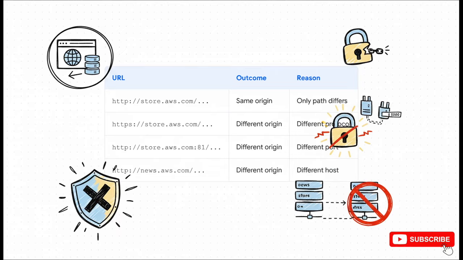You might think HTTP store.aws.com/dir2/new.html is the same as the original, and yeah, it is, only the path changed, which is fine. But look at the next one. Just changing the protocol from HTTP to HTTPS? Nope, that's a different origin. A different port number, like 81 instead of the default? Different origin. Even a different subdomain, like news.aws.com instead of store.aws.com, you guessed it, completely different origin. If any one of those three things doesn't match perfectly, the browser's security alarm goes off and it blocks the request.